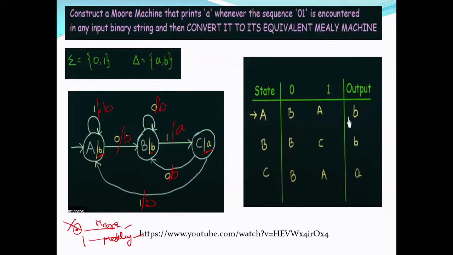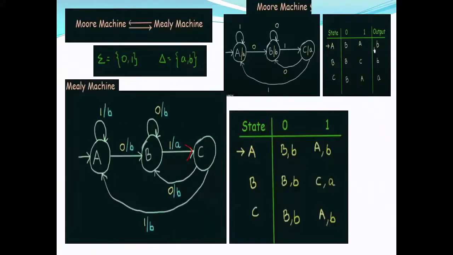This is very simple. That is what I have done. I have just moved the outputs of these states to the transitions which are making the machine come into that state, that is, to change the current state to that state. Right? This is the Mealy machine corresponding to it. Now you can see the transition table.